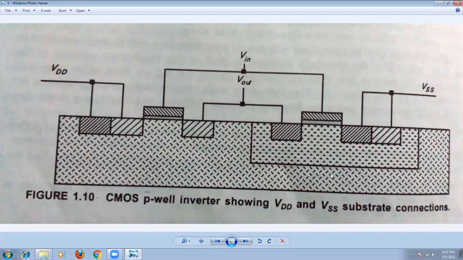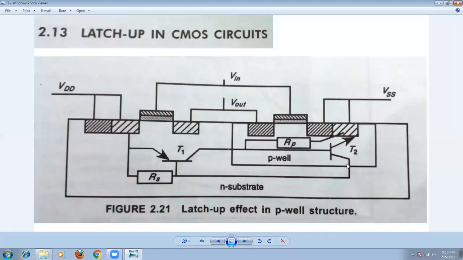So latch-up means that, because of the parasitic components, there exists a low resistance path between the VDD line and the VSS line. That type of condition is known as latch-up, right? Now let's see the structure of latch-up in this case. Okay, let's go to the previous structure. This is the previous structure, latch-up in the CMOS structure.